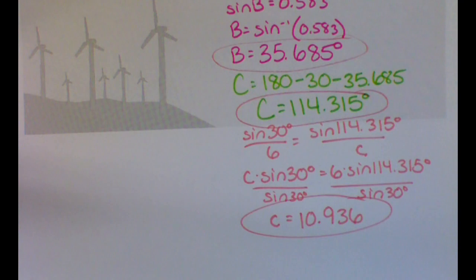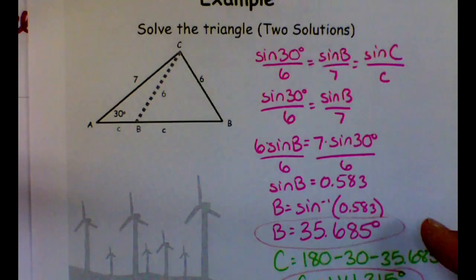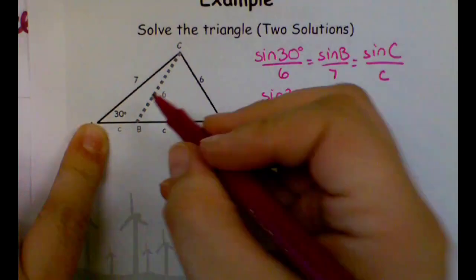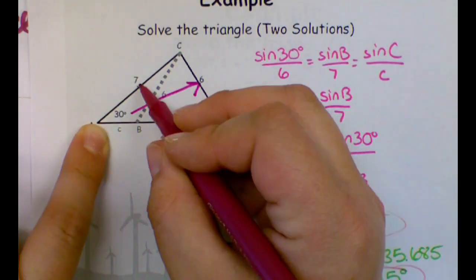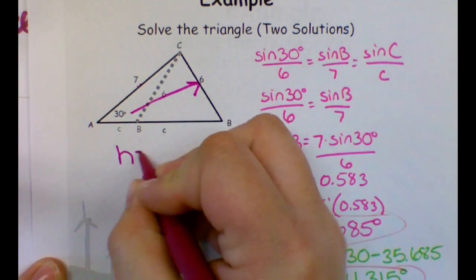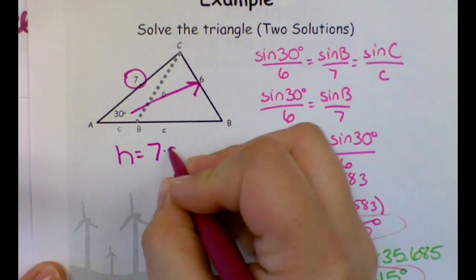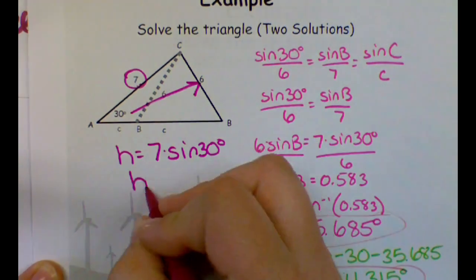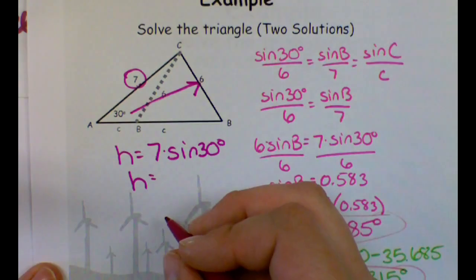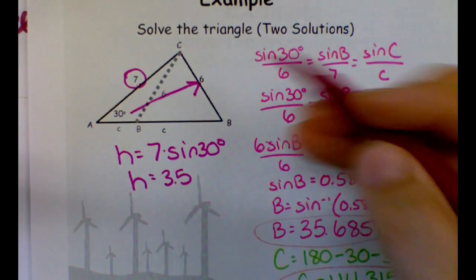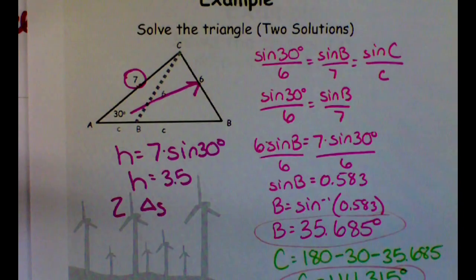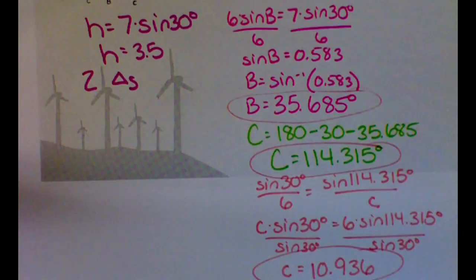Now let's take a look at what we're given. We were given a 6 and a 7. The 6 is across from the given angle. That is less than the other side we were given, which means we have to find h. H is equal to this other side we were given times the sine of our angle. So h is 3.5. H is less than both of those, which means that there are 2 triangles. So we just found one of them.